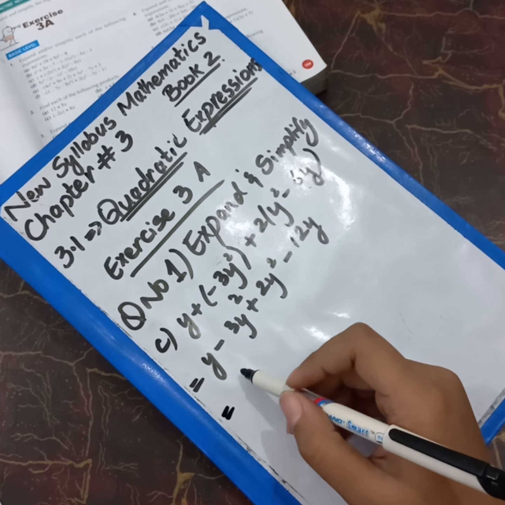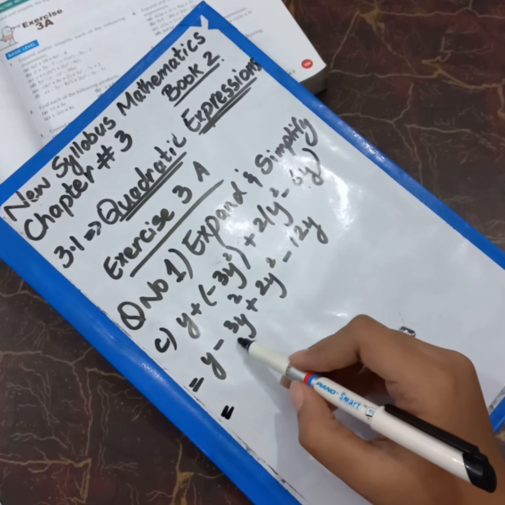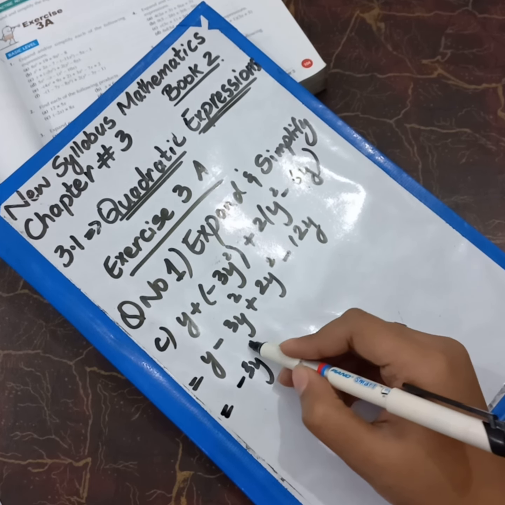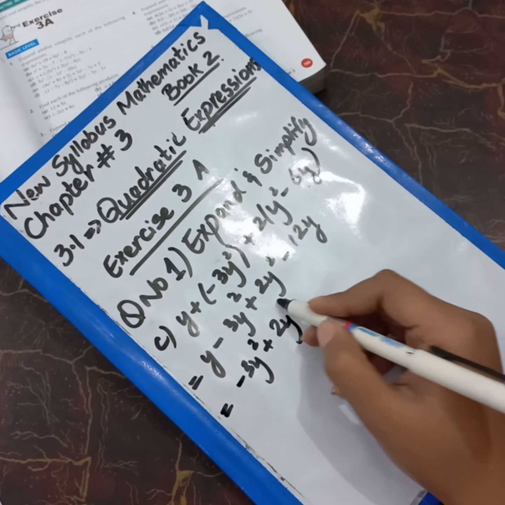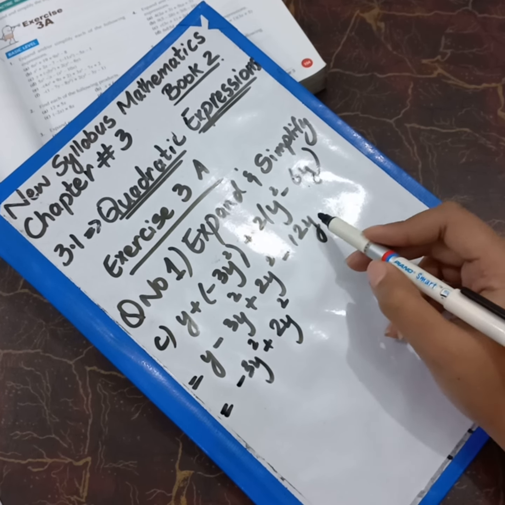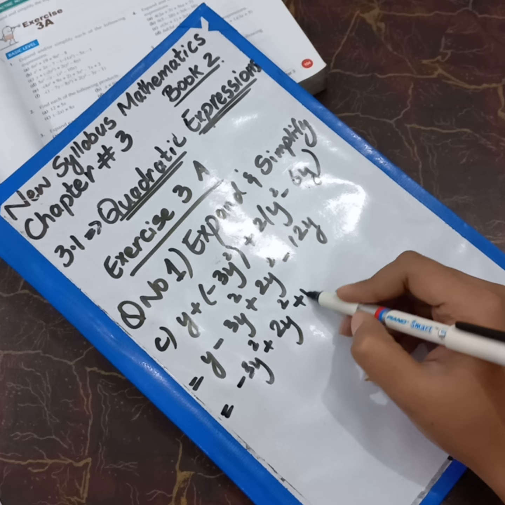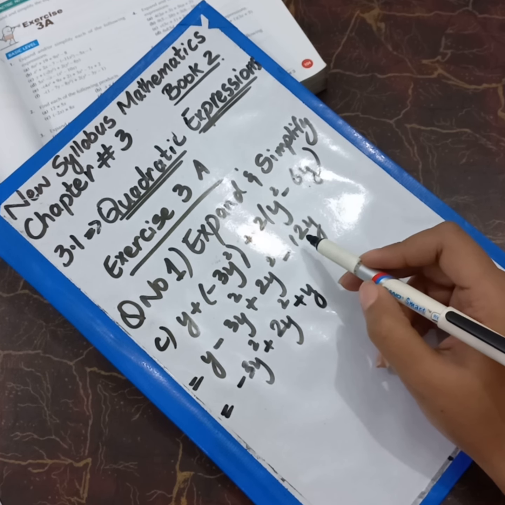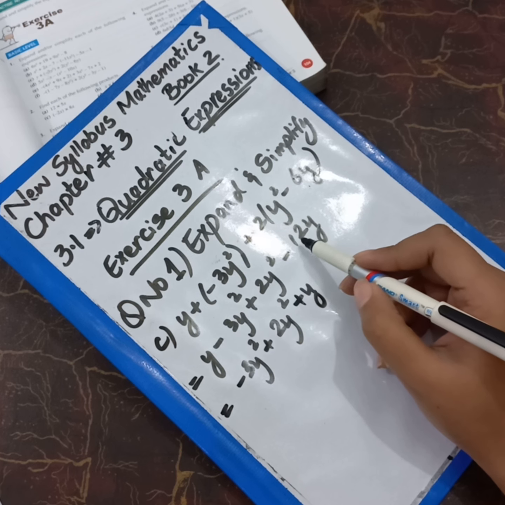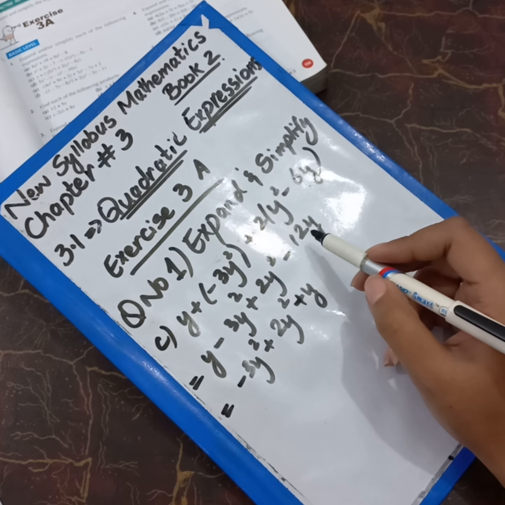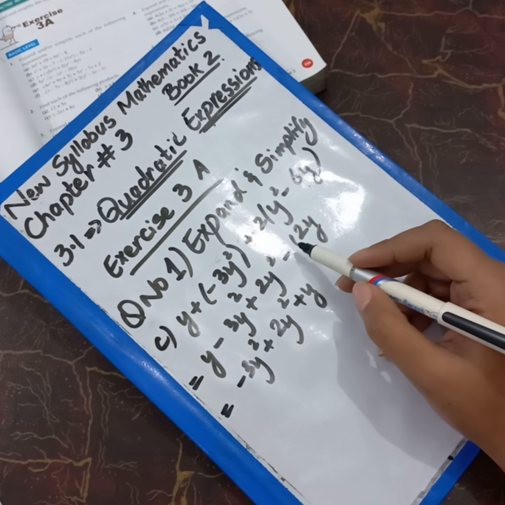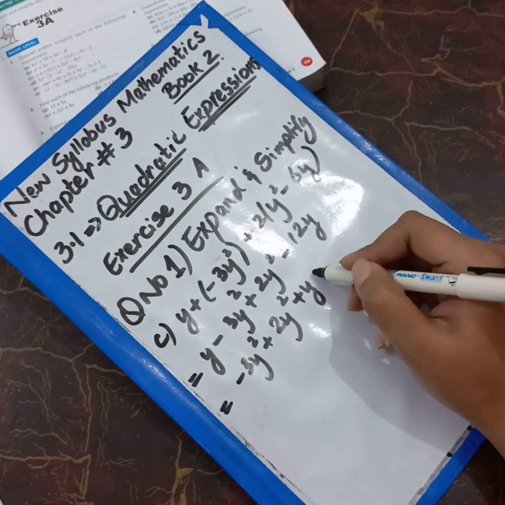Now let's gather the like terms. So 3y square minus 3y square plus 2y square. These are the two like terms. And the rest two like terms are plus y. Like terms can be more than 2. It doesn't mean that in this question we are having 2 like terms, the rest of the questions we will be having only 2. No, it can be more than 2.